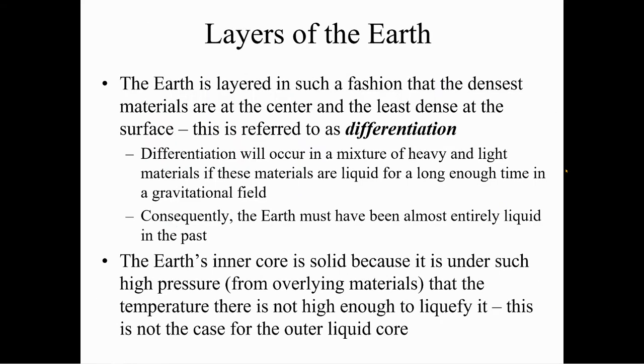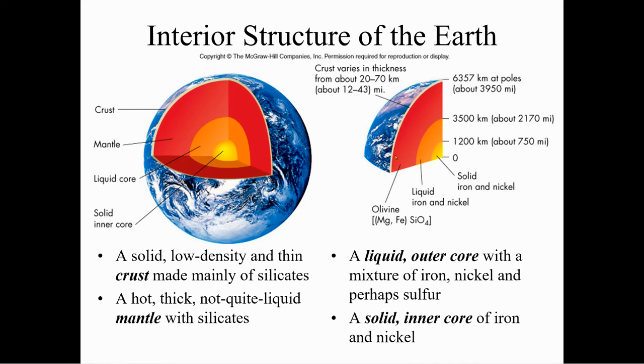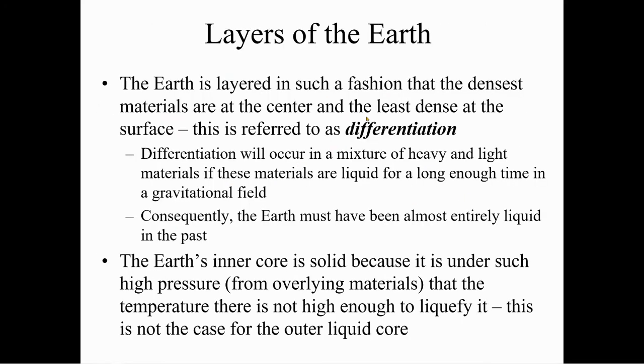So when we're looking at the different elements that make up these layers, this is known as differentiation. The Earth is layered in such a fashion that the densest materials are at the center and the least dense materials are at the surface. This is referred to as differentiation. Differentiation will occur in a mixture of heavy and light materials if these materials are liquid for a long enough time in a gravitational field. Consequently, the Earth must have been almost entirely liquid in the past.